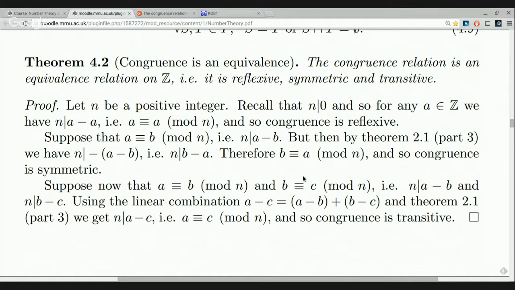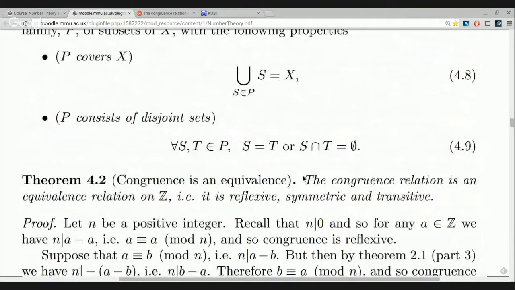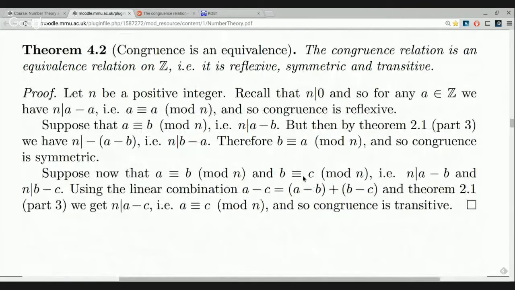So what we're doing here in this proof of theorem 4.2 is proving each of these properties for the case of congruence. So proving that it's reflexive, proving that it's symmetric, proving that it's transitive. Now, what are the tools we use for this? Well, the congruence relation was defined in terms of divisibility. So it's properties of divisibility that we're using to prove theorem 4.2. Because congruence is really just a certain type of divisibility. So the properties that congruence is going to have are going to come from the properties we've already developed for divisibility.